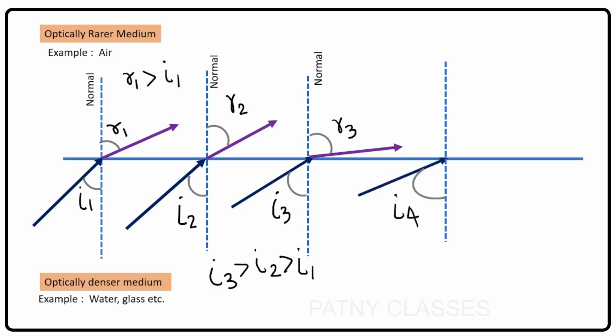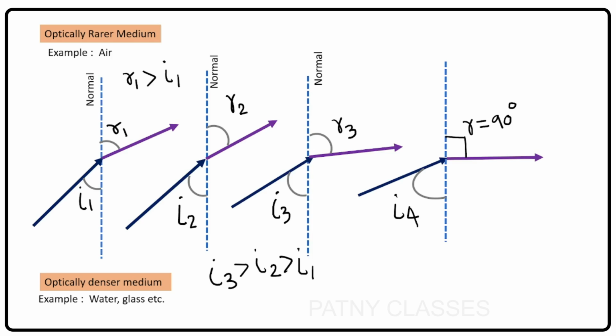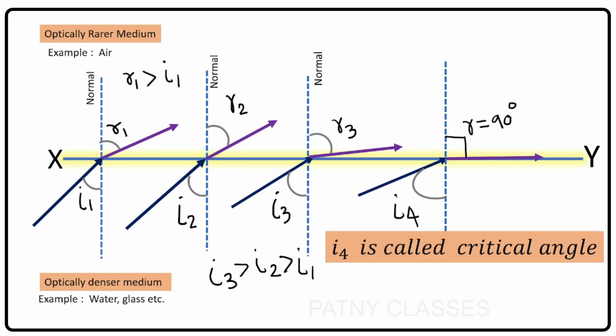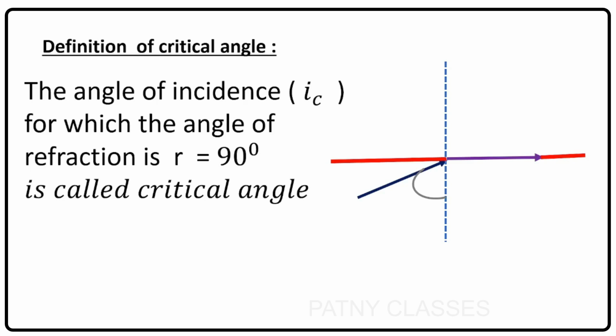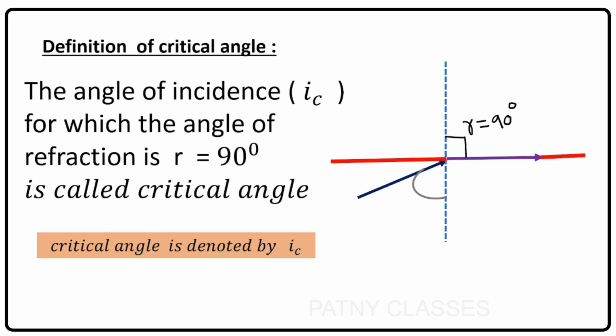Now, if we further increase the angle of incidence, then the angle of refraction would become 90 degrees. Here, the refracted ray would be tangential to the interface XY, and the angle I4 is called critical angle, and critical angle is denoted by IC. Now we can define critical angle. The angle of incidence for which the angle of refraction is 90 degree is called critical angle. Critical angle is denoted by I and suffix C.